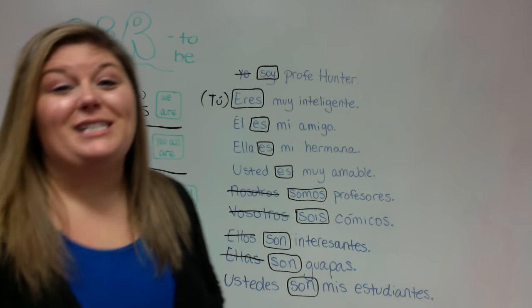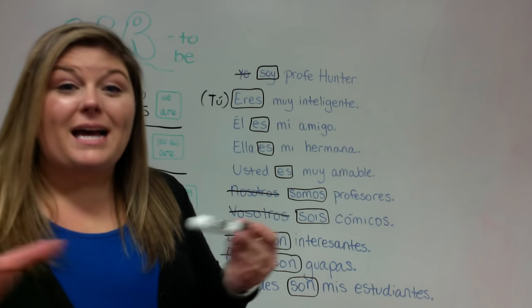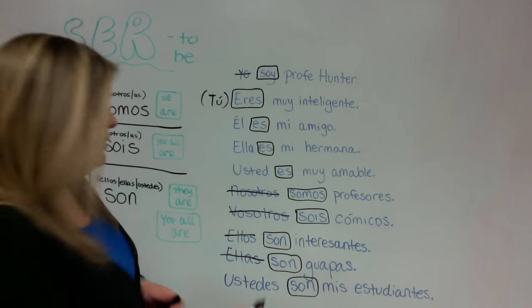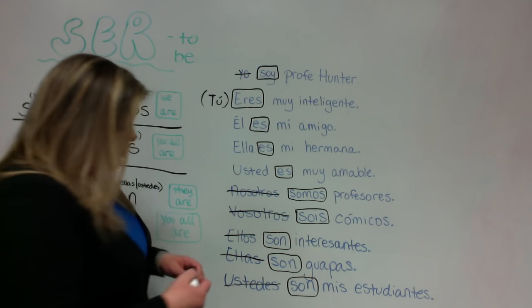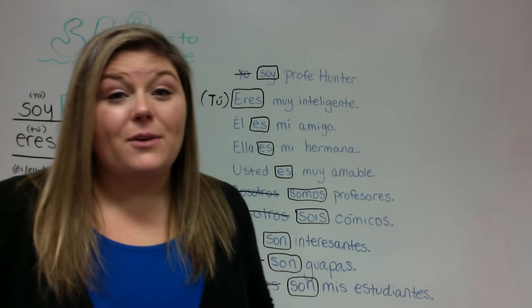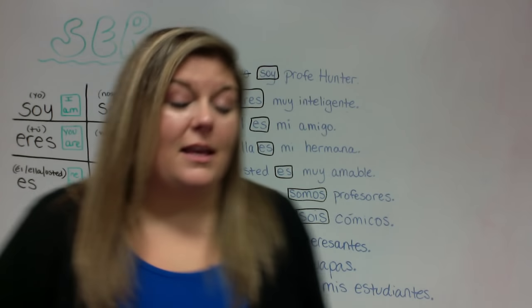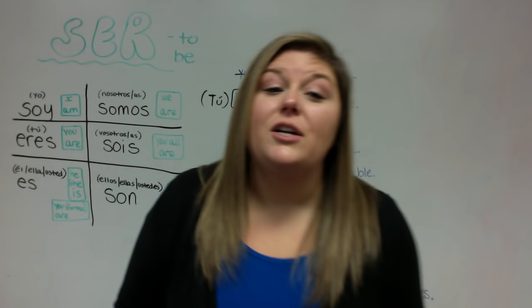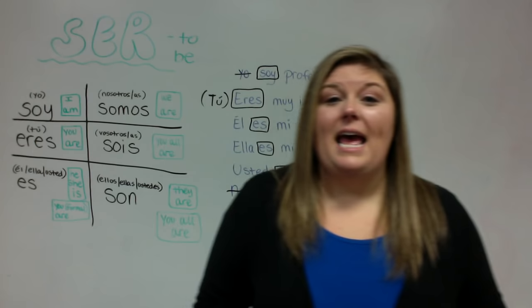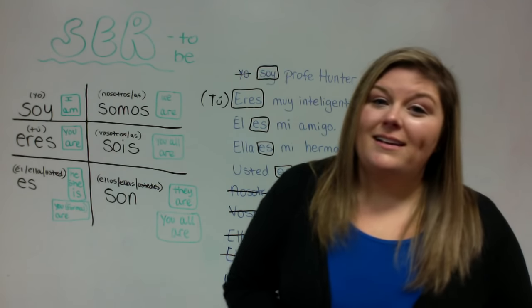Ustedes son mis estudiantes. So you all are my students. So you guys, a group of you, ustedes son mis estudiantes. Or if you already knew that I was talking to all of you, I don't have to say ustedes. I can just say son estudiantes. So again, the conjugations of the verb ser are soy, eres, es, somos, sois, and son.